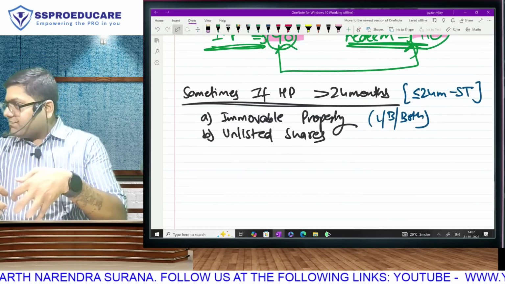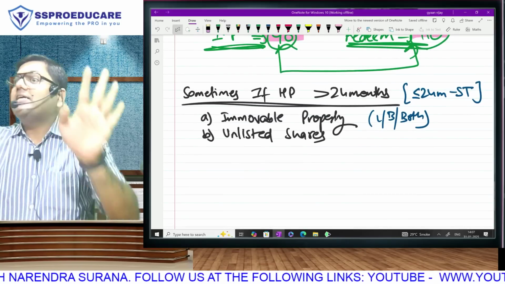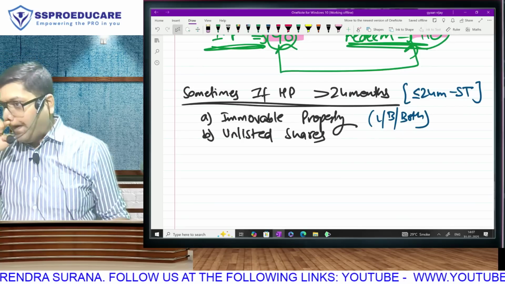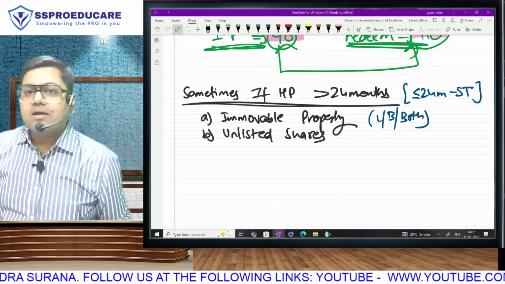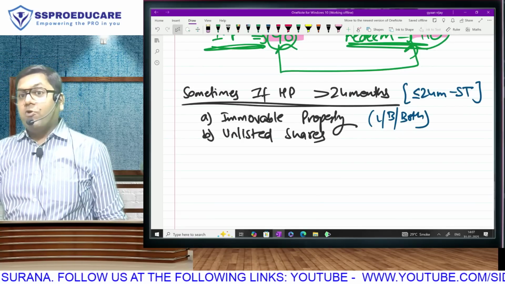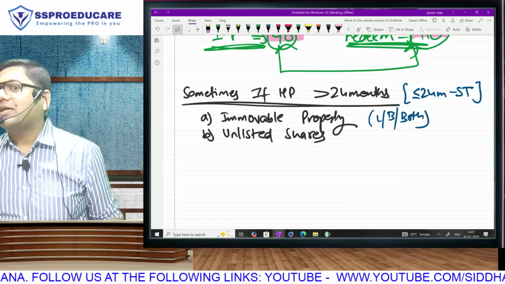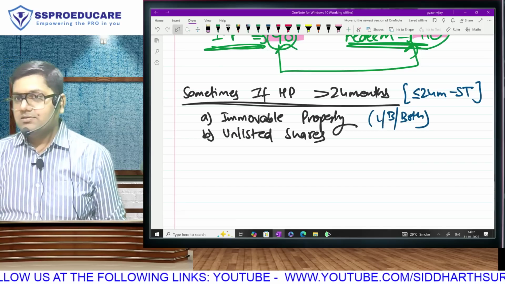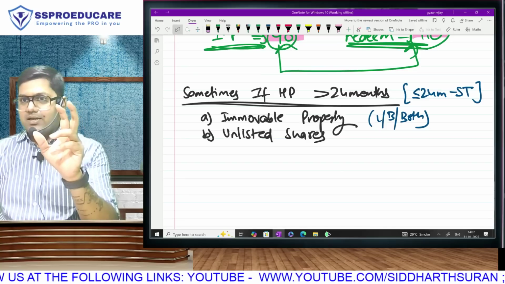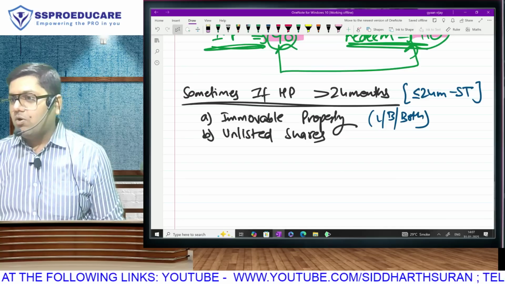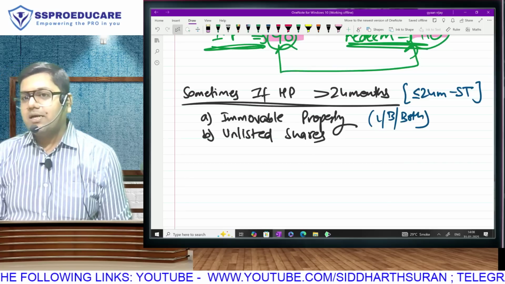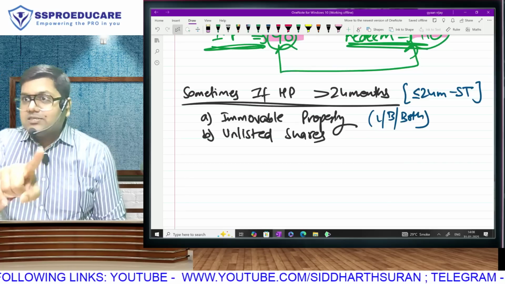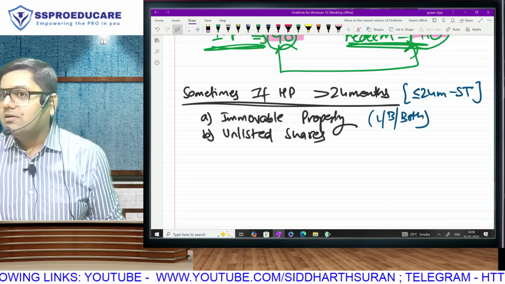So if you observe that way, for shares 36 is eliminated: listed 12 and unlisted 24. For debentures 24 is not applicable: listed 12, unlisted 36. For all other securities like government securities etc, bonds, listed 12, unlisted 36. But for units we don't check listed, unlisted. What will we check?